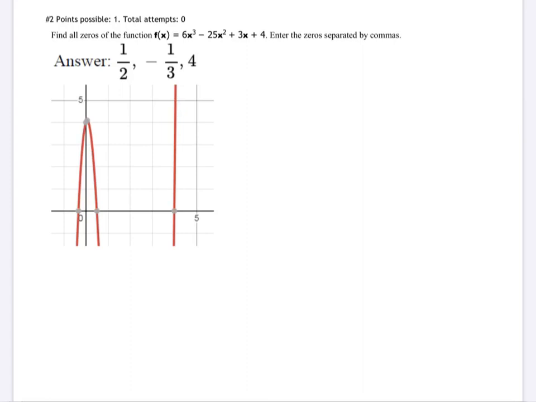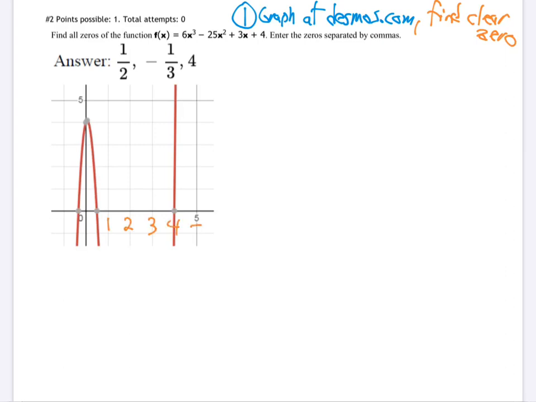Let's go to number 2 here. So again, we'd have to do step 1 up here. The graph would be at desmos.com, and you would find a clear 0. So what's a clear 0? This is 1, 2, 3, 4, 5. Boom, right there at 4. It's clearly hitting at 4, and we already have the answer, so we can see it's going to be 4.